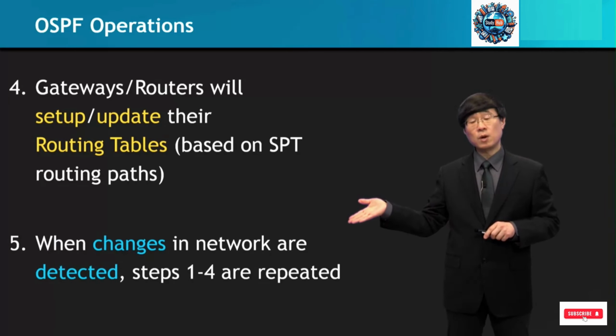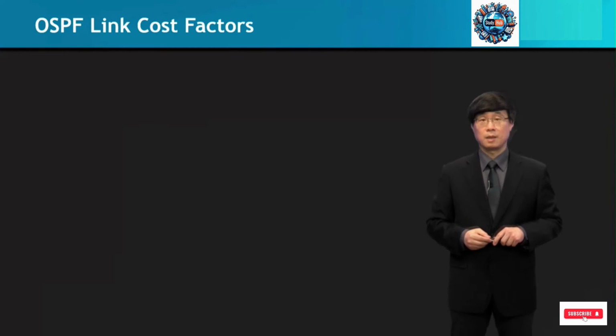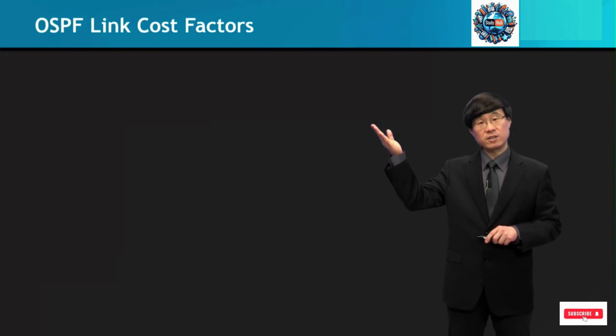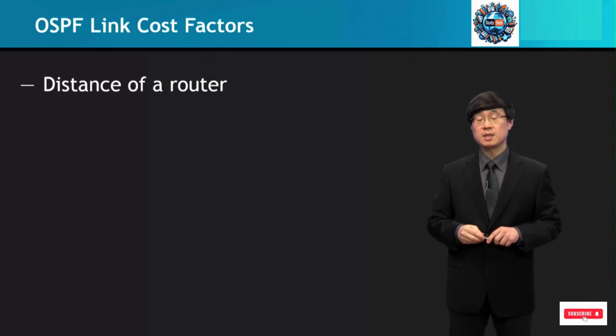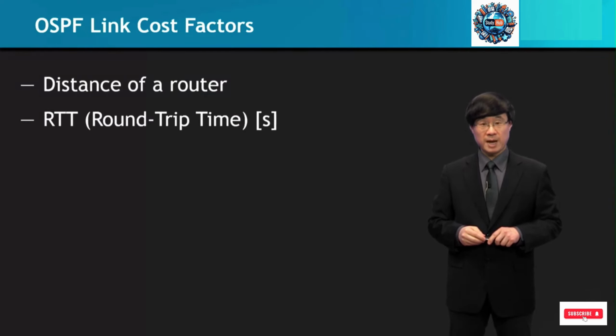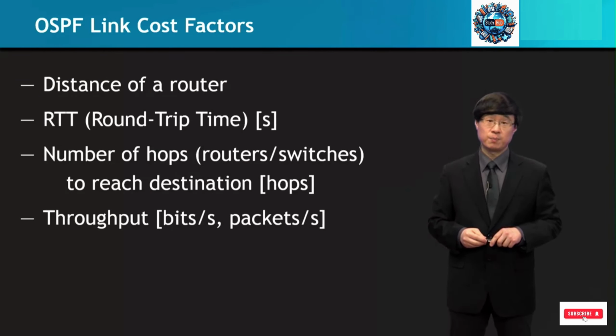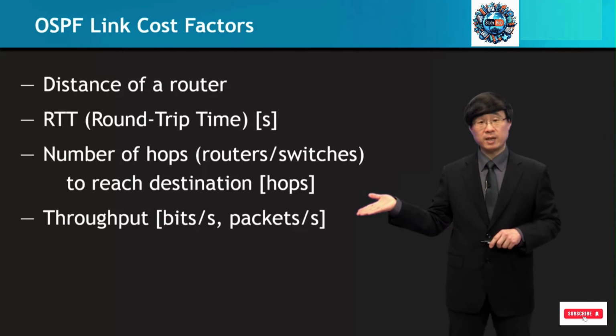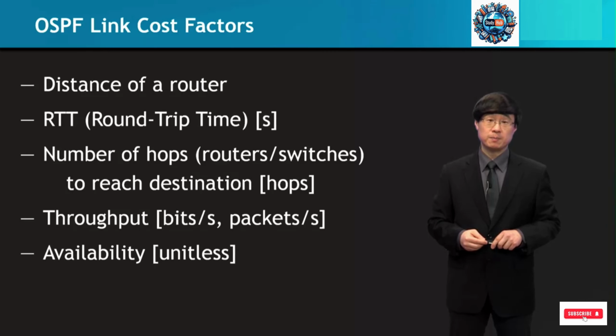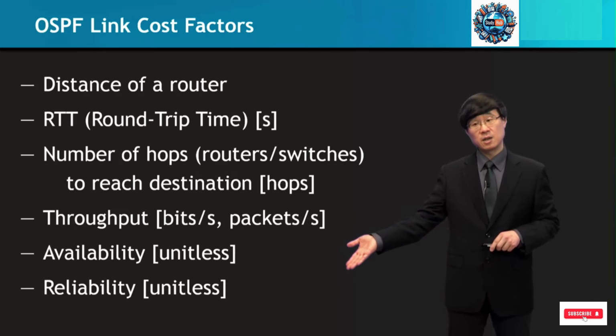When changes in the network are detected, then steps 1 through 4 will be repeated. OSPF link cost factors include distance of a router, round trip time, the number of hops to reach the destination, the throughput in terms of bits per second, packets per second, or bytes per second, availability, and reliability.